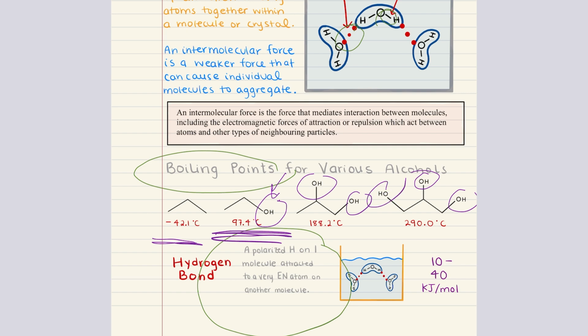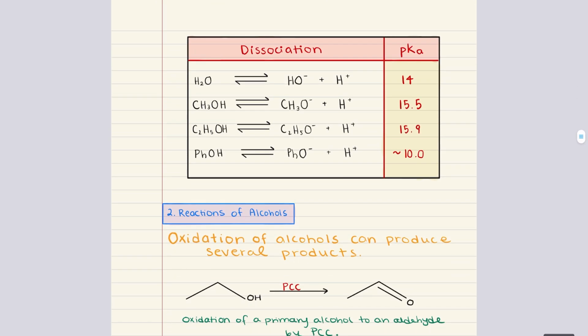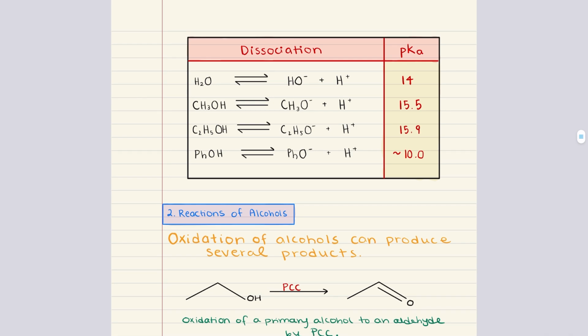Aside from boiling points, alcohols also exhibit varying degrees of acidity, which can be analyzed by looking at their dissociation in water. In general, alcohols are weak acids, meaning they do not readily donate protons in solution. This is because the conjugate base of an alcohol is not as stable as other conjugate bases like those of carboxylic acids. However, different alcohols have different acid strengths, which we can compare by examining their pKa values.